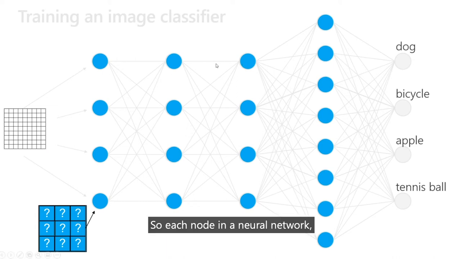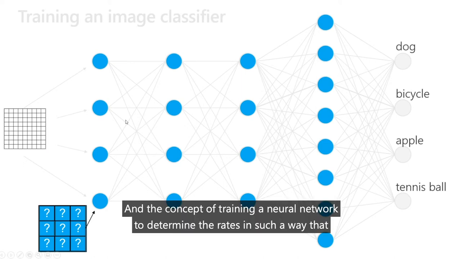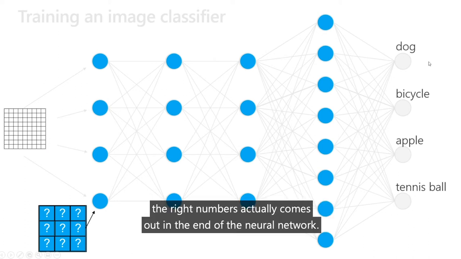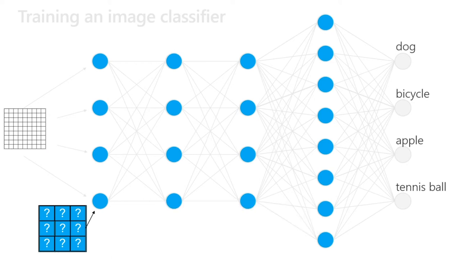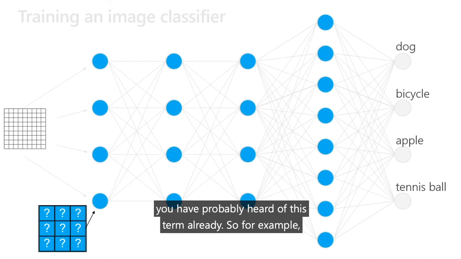So each node in a neural network is representing a weight. And the concept of training a neural network is to determine the weights in such a way that the right numbers actually come out at the end of the neural network. And that requires a lot of training data, right? You have probably heard of this term already.